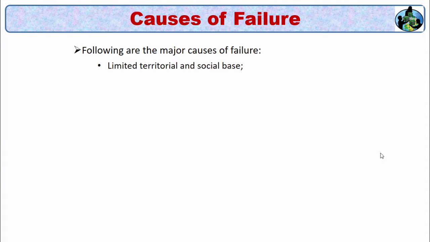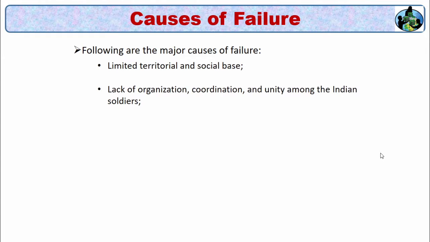Now the question is, what were the causes of failure? Though the revolt was at mass level, it failed because of many reasons. Significant among them: it was limited to only the northern part of India. South, West and Northeast India were totally untouched. There was a lack of organization, coordination and unity among the Indian soldiers. Soldiers didn't plan their action. Indian soldiers had inferior arms and weapons. On the contrary, British troops had the latest arms and weapons.